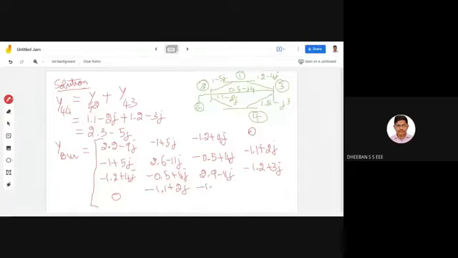so it will be -1.2 + 3j. Finally, with respect to your y44, it is 2.3 - 5j. So this is your Y bus matrix. Okay, so you have formed your Y bus matrix in a simple method. Okay, so this is for a 4 bus system.